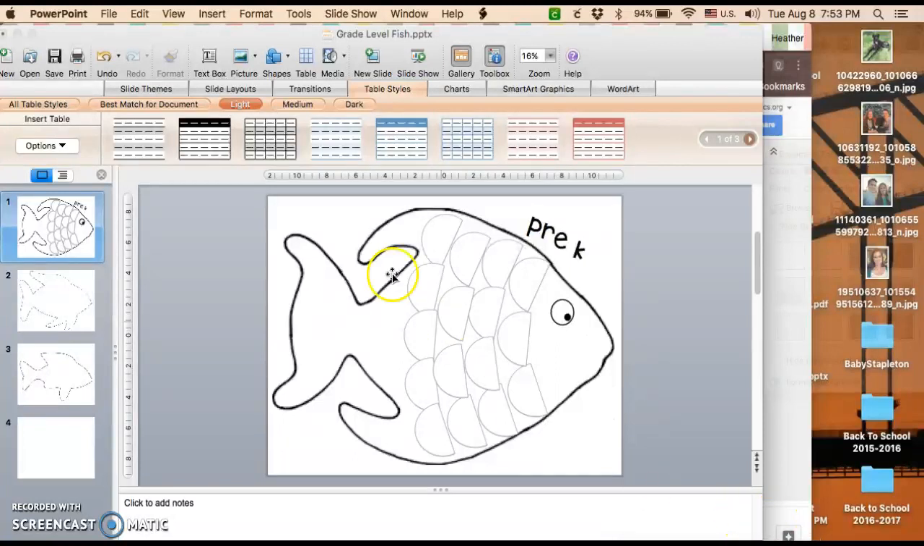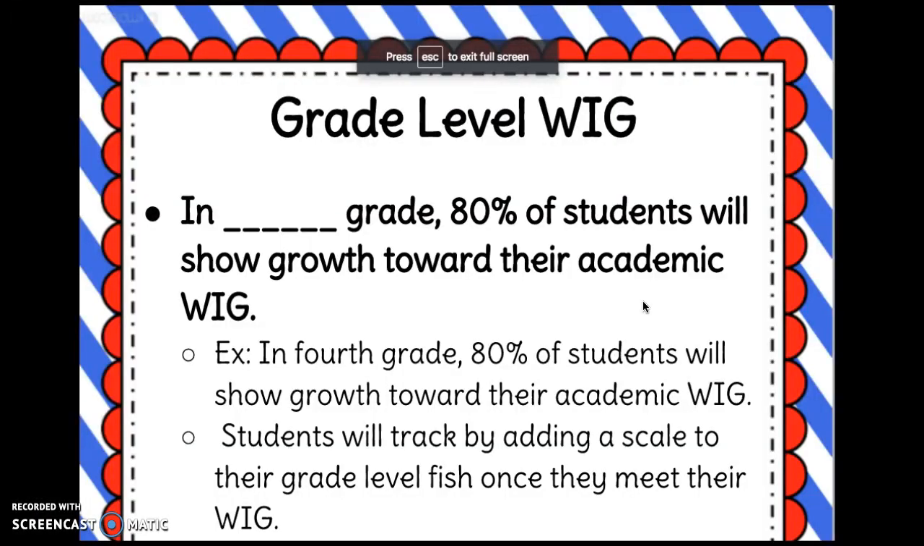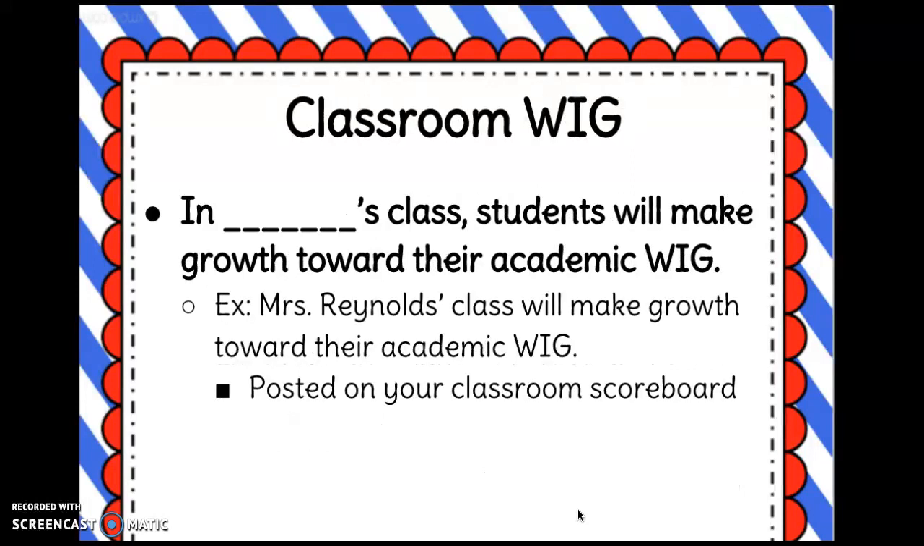So when I'm looking at our grade level WIG, like I had mentioned, students are going to add scales to these fish, our grade level fish, once they meet their WIG and ring the bell. And then it goes to our classroom. So in Miss Reynolds' class, students will make growth toward their academic WIG. And this is just the WIG that is posted on our classroom scoreboard, and then we'll also show our individual kids' progress through their individual WIGs that they choose.